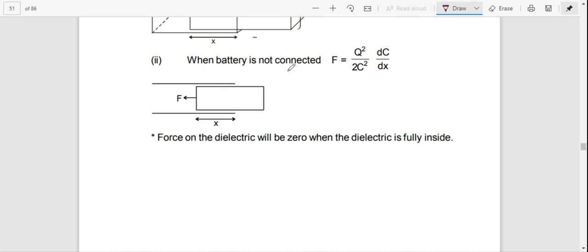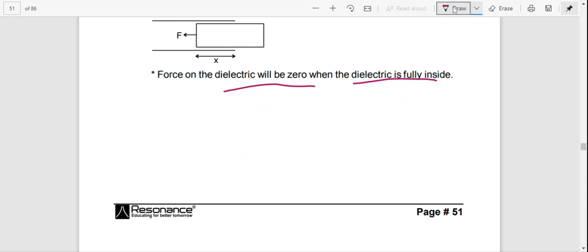When battery is not disconnected, F is equal to Q square by 2C square into dC by dx. We have to differentiate the capacitance. The force on dielectric will be 0 when the dielectric is fully inside. So force will be 0 when dielectric is fully inside like this.